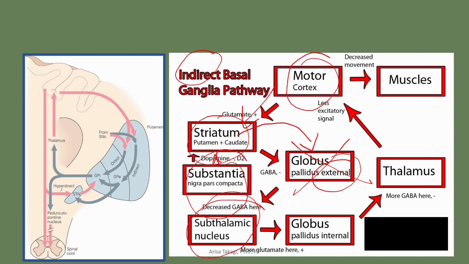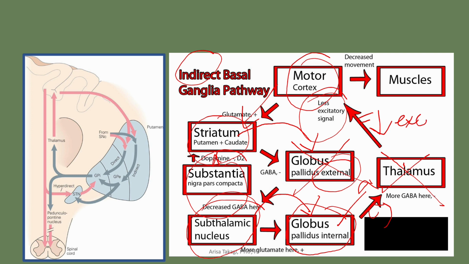So, the subthalamic nucleus is very happy because it can now excite your globus pallidus internal. Your globus pallidus internal will then inhibit your thalamus. So, the thalamus cannot do its work. It will then lead to less excitatory signal, or a decrease in the excitation, or it will result in tonic inhibition or decreased movement to the muscle. So, that is how your indirect basal ganglia pathway is inhibitory.